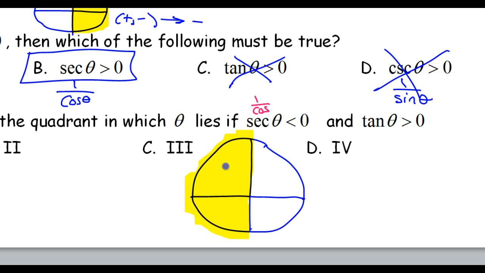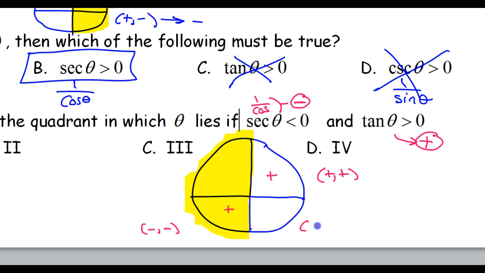Okay, so there's that. But then they also say that tangent is greater than 0. So let me just add in some stuff. They're saying that cosine and secant were negative, right? But now they're saying tangent is greater than 0. So that means tangent is positive. So where is tangent positive? Well, tangent is positive in 2 quadrants. Tangent is positive here, and tangent is positive here. The reason why is because of sine and cosine. Cosine is positive in this quadrant, and sine is positive. Tangent is sine over cosine. Positive divided by a positive is a positive. In this quadrant, cosine is negative and sine is negative. A negative divided by a negative is a positive.